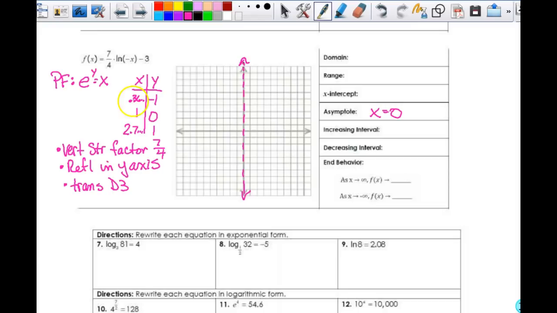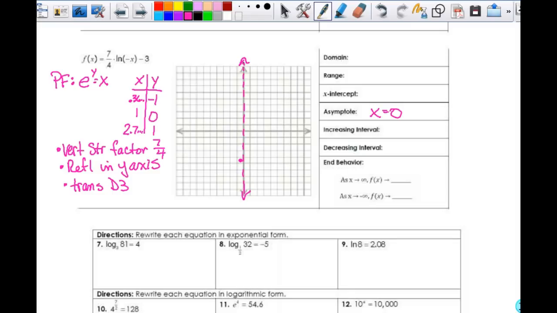Then I'm going to start here. X is about 0.36, Y is -1. I have a vertical stretch by a factor of 7/4. So my y value is -1, I multiply that by 7/4. That gives me 7/4, which is 1 3/4. So I'm about right there. I reflect in the y-axis, so I'm about right here. And then I translate down 1, 2, 3.